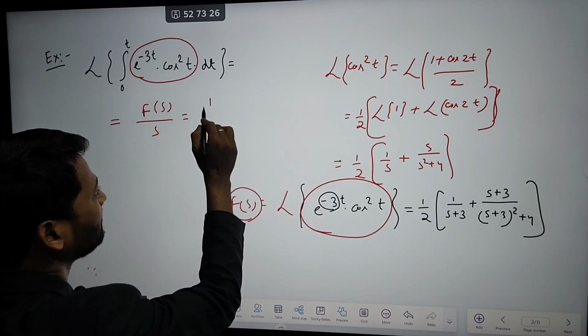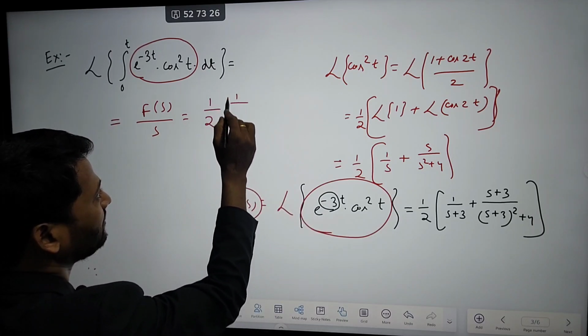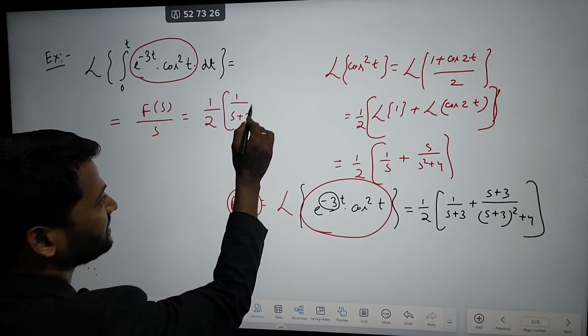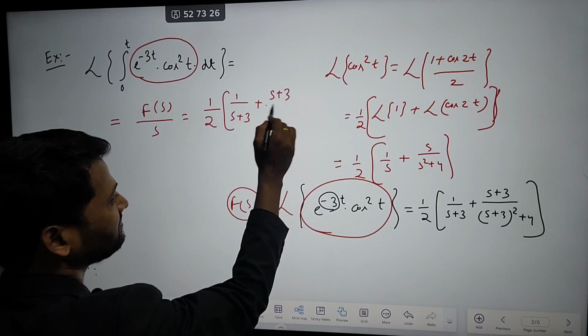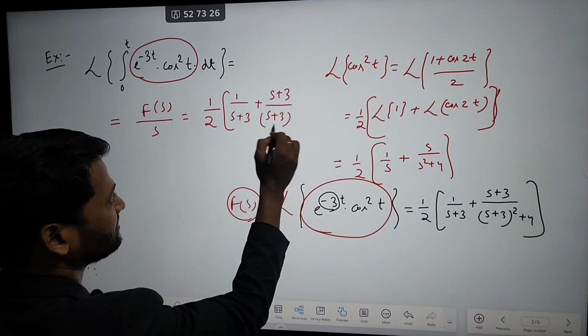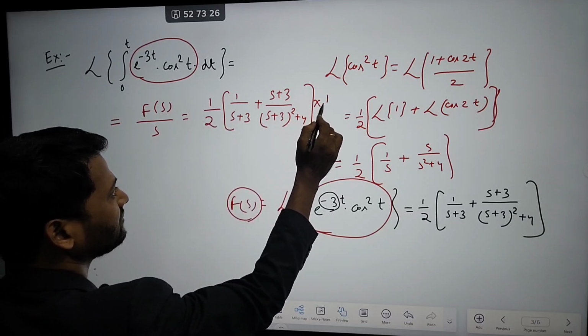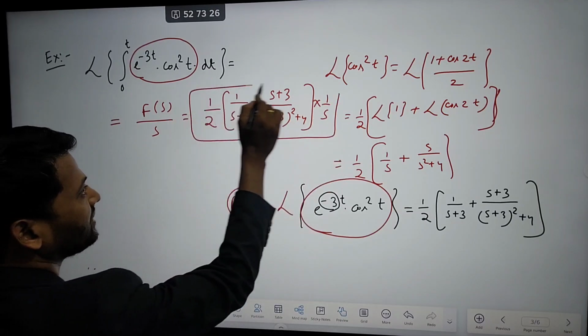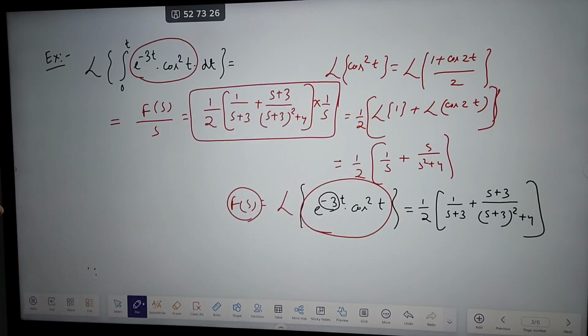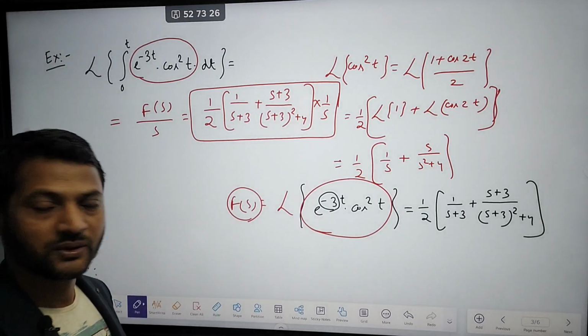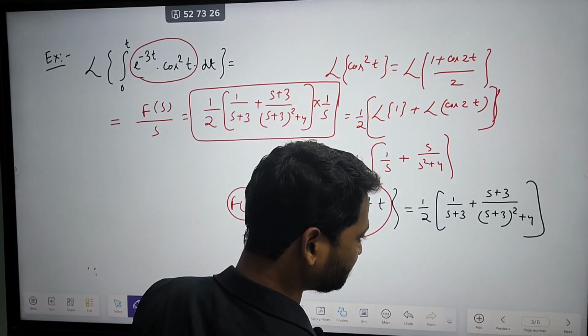So what is F(s)? 1 by 2 whole into 1 by s plus 3 plus s plus 3 by (s plus 3) whole square plus 4, into 1 by s. This is your answer. Then you simplify it and get the answer. Okay, I hope you understood.